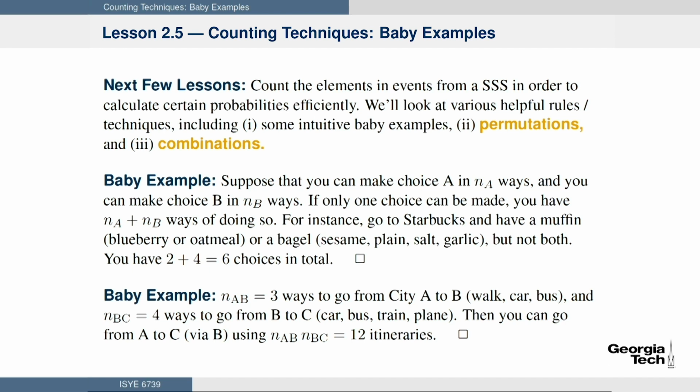So one of which I can go from A to B by walking, and then I can go from B to C by car. I can go from A to B by walking or B to C by bus. Anyway, there are 12 of these different combinations. That's why it's called the multiplication rule.